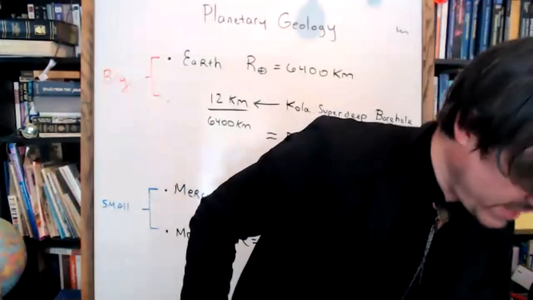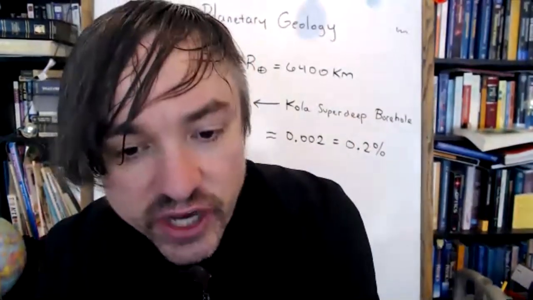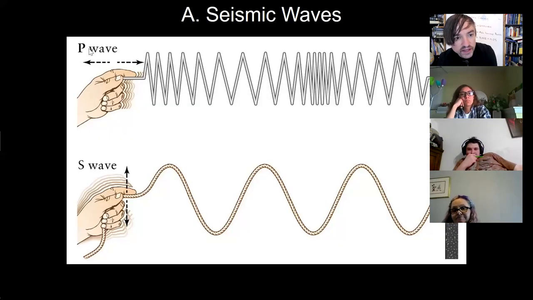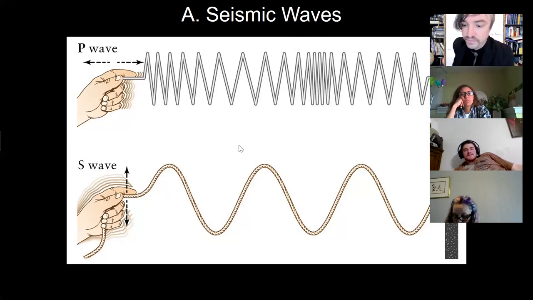Every time there's an earthquake, you get both compressional waves and transverse waves. And geologists have special names for these seismic waves. They call these waves P waves. P stands for primary, but I like to think of it as a pressure wave because you're making a compression. And then an S wave is the transverse wave.